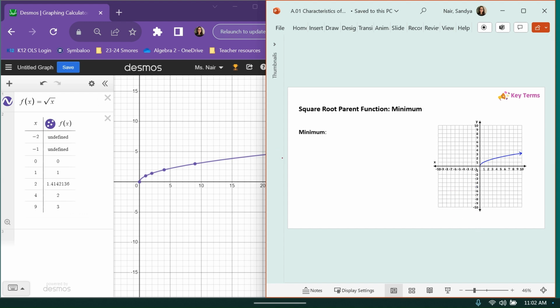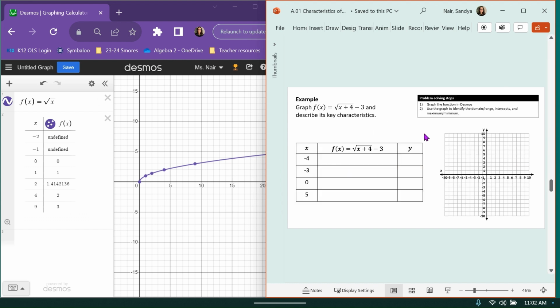So if we look at the square root parent function, since it starts off at this point and then goes up from there, it actually has a minimum at this point. Okay, so we would say it has a minimum value of 0 because that's the y coordinate at that point, and that actually occurs at x equals 0, right? Because that's the point 0, 0.